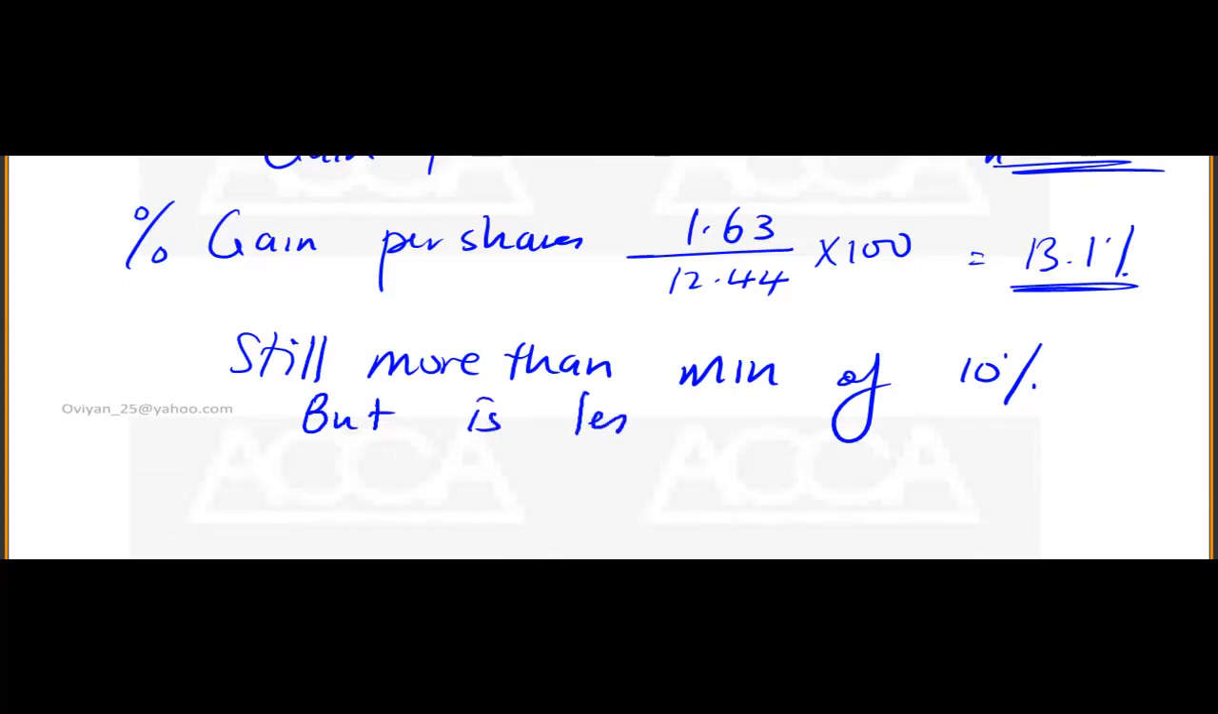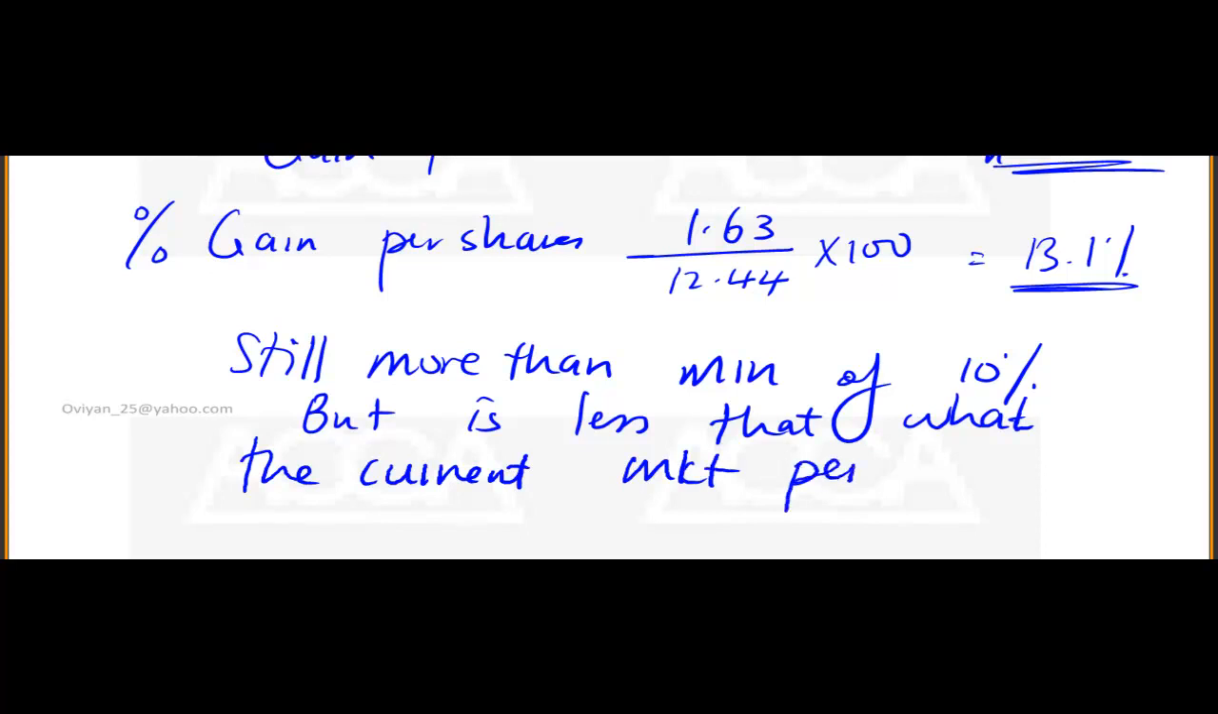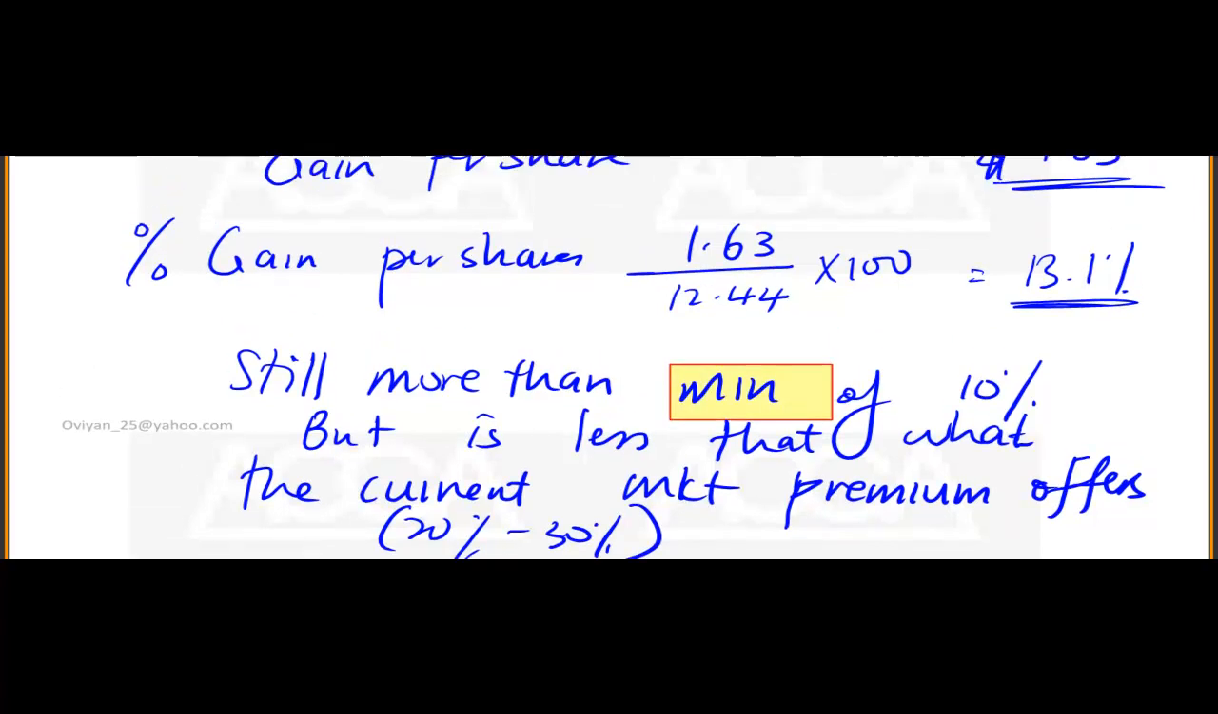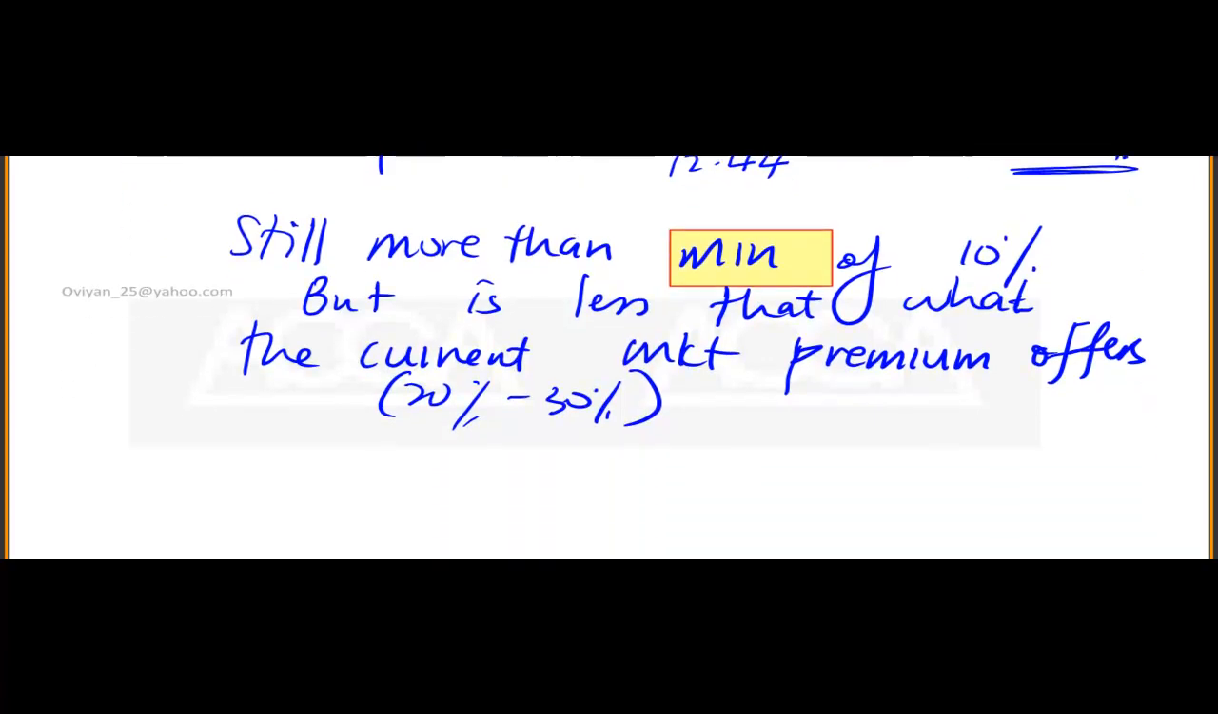but less than what the current market premium offers, which is around 20 to 30%. 20 to 30%. So you shouldn't be happy. You shouldn't be happy in this case, but in this case you should, because you only targeted a minimum of 10%. So even if the market PE is based on a weighted average PE, this takeover will still go through because Venitra is happy.